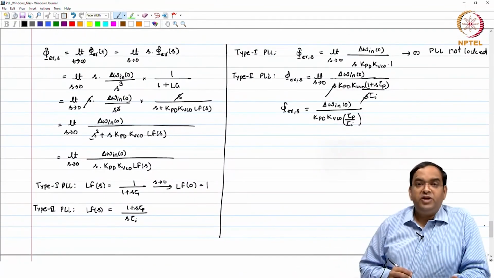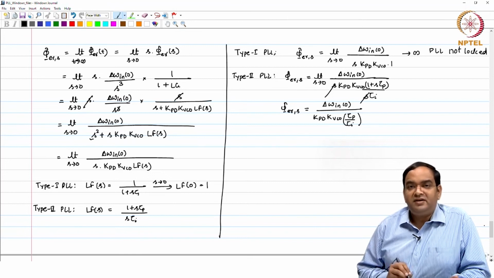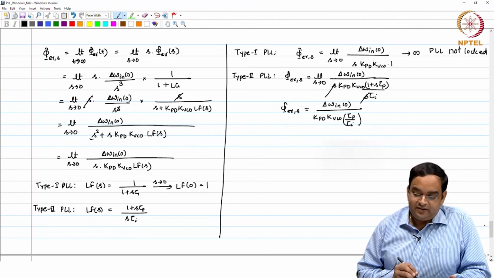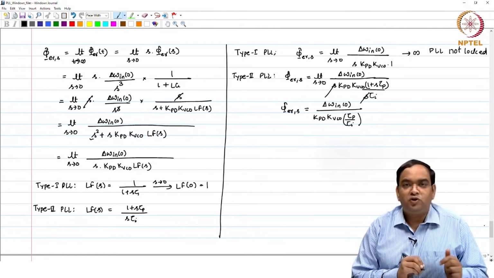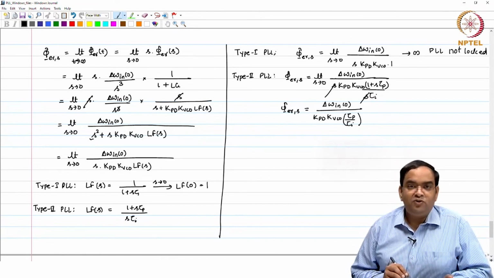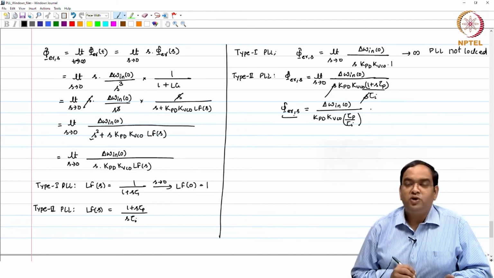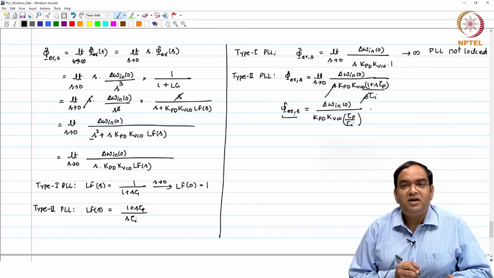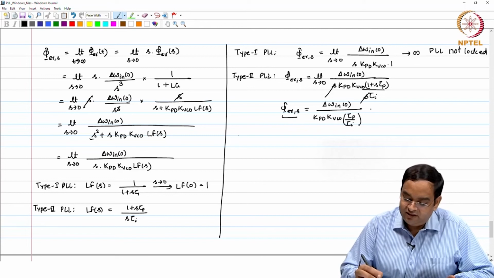For frequency ramp, type 1 PLL loses lock as the phase error tends to infinity, whereas type 2 PLL has fixed steady state phase error. So, looking at this trend, you may be tempted that if I want to make this steady state error equal to 0, then type 3 PLL may be a solution. You can increase one order of integrator. So, let us just take that example.